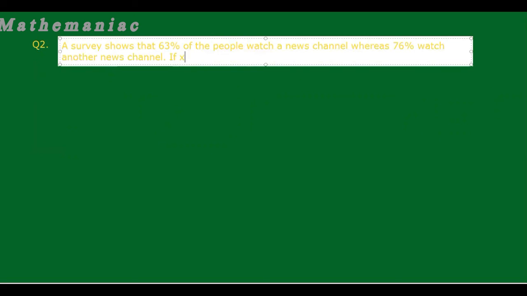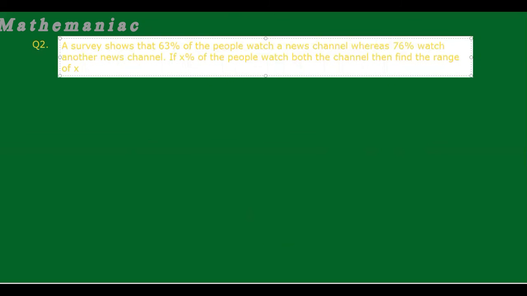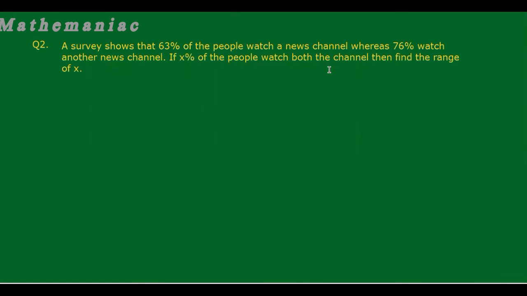If X% of the people watch both the channels, then, right, then there will be options. There are options. I am just writing like this. Then find the range of X. That means between which to which number, or between which to which percentage this X will lie.